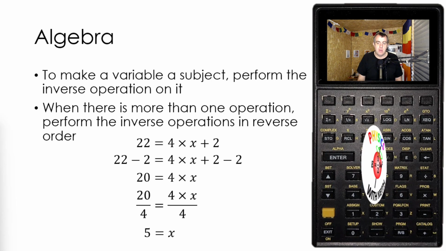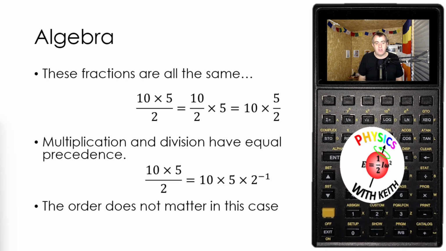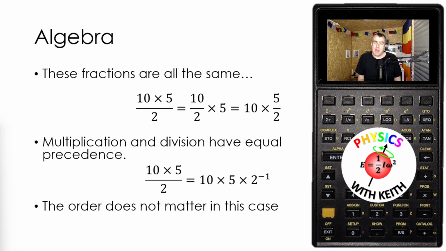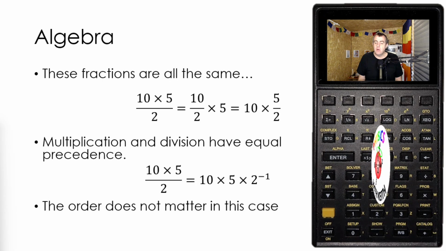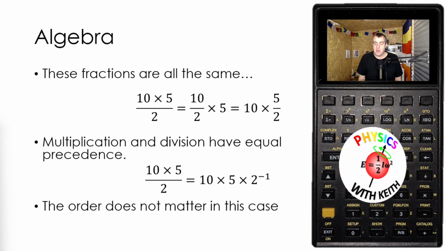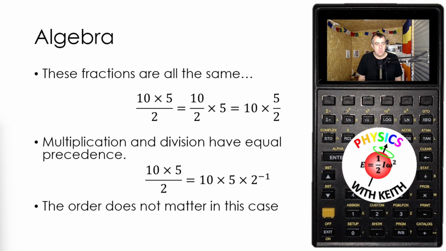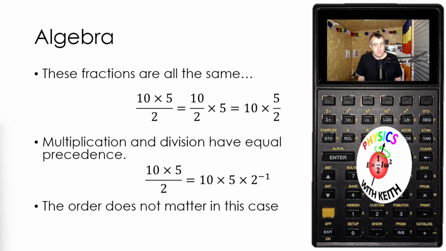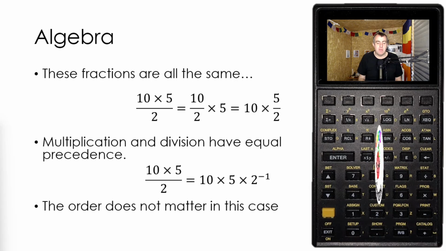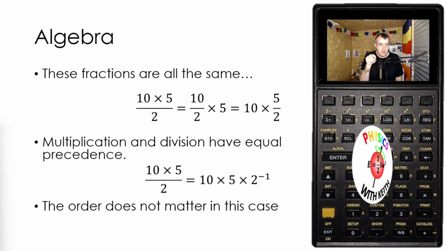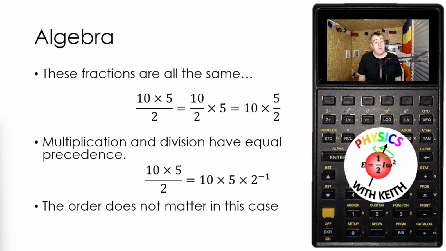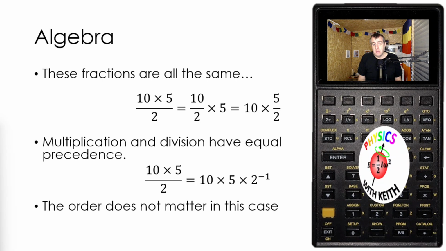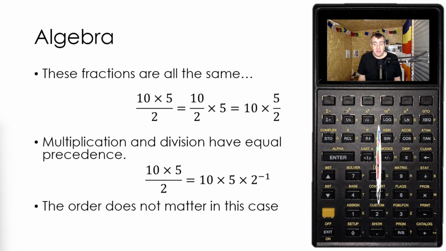It is important. Now, things to bear in mind with fractions. You don't want to embarrass yourself in front of your class by not realizing this, but I do see it all the time. 10 times 5 divided by 2 is the same as 10 divided by 2 times 5, which is the same as 10 times 5 divided by 2. It has to be. Because what does divided by 2 mean? It means that division symbol and then the 2, and you could put that anywhere. It doesn't matter, because multiplication and division have equal precedence, so it doesn't matter where you put it.